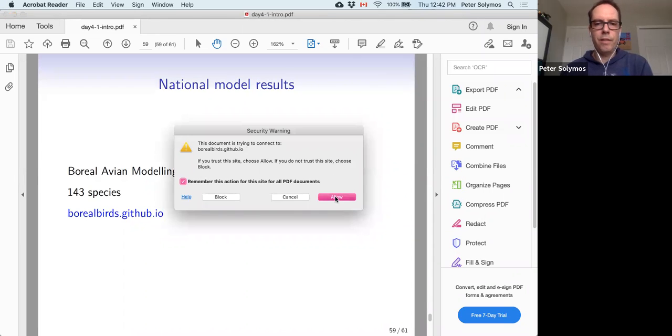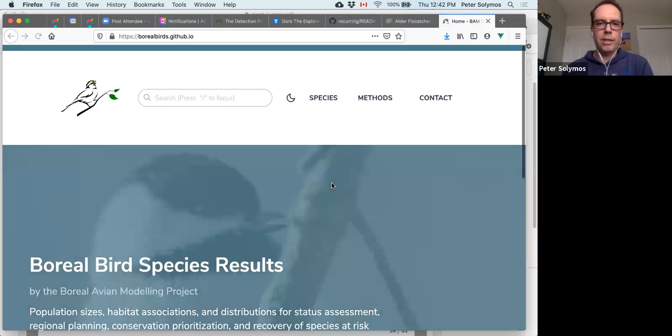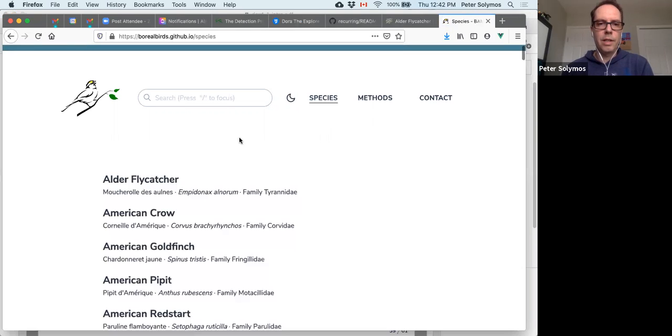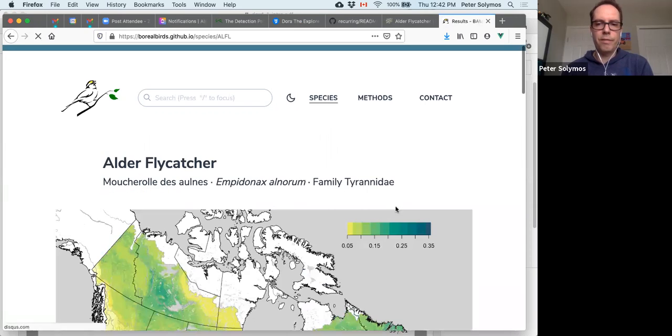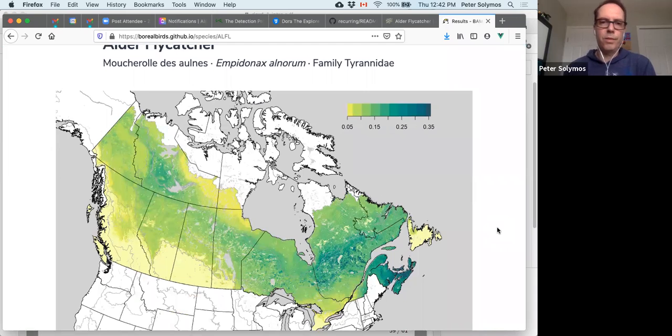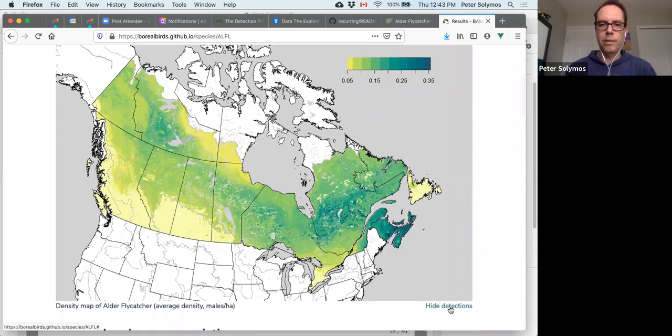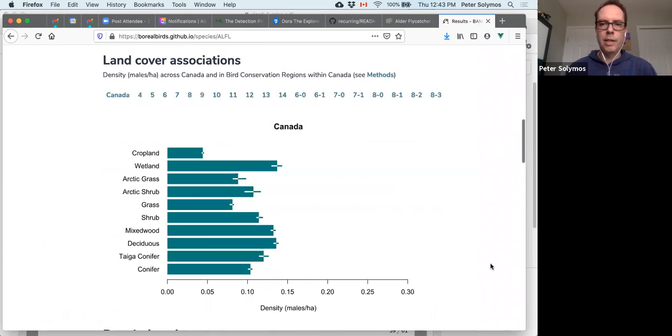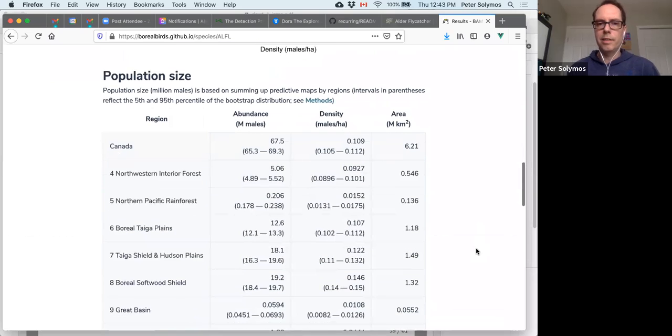Another initiative is the Boreal Avian Modeling Project, where we have, again, quite a bit of modeling work that was done on these 143 species. This is based on boosted regression trees. They are based on GLMs. You can see how we can capture the distribution and then talk about land cover based mean densities and population sizes in different regions within Canada.